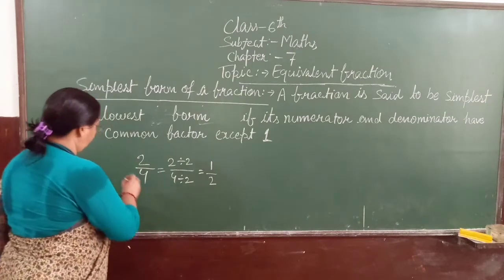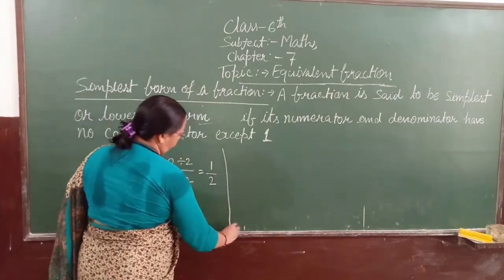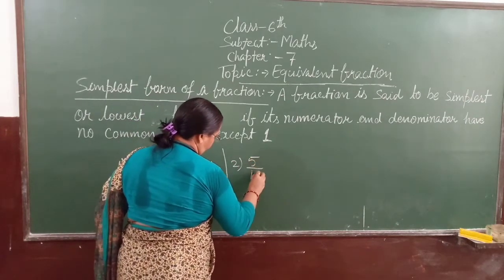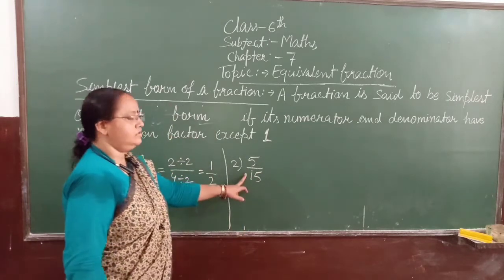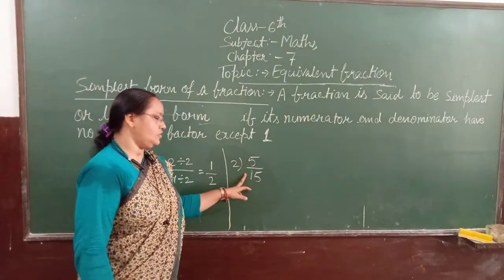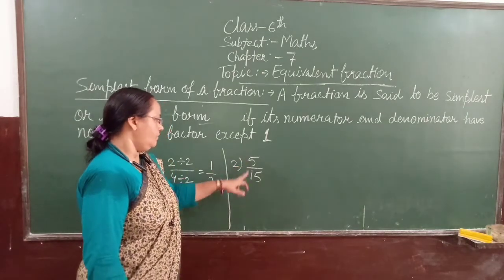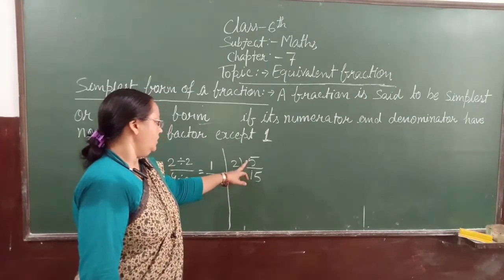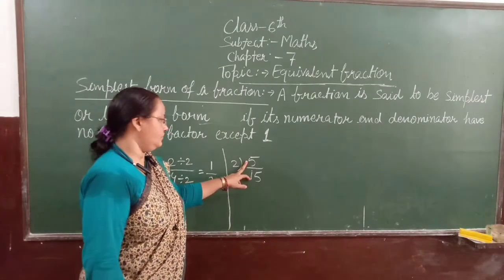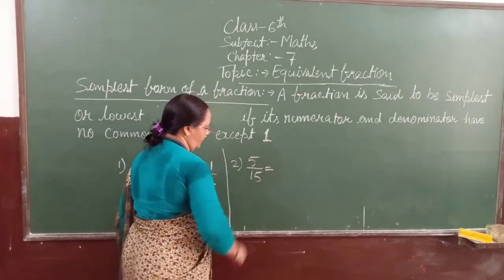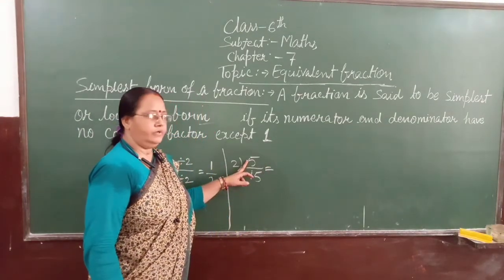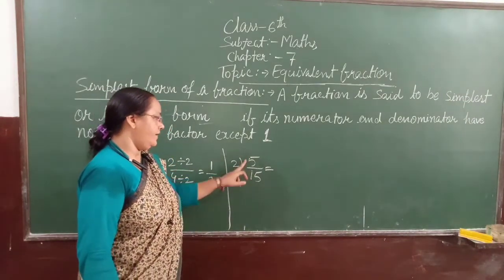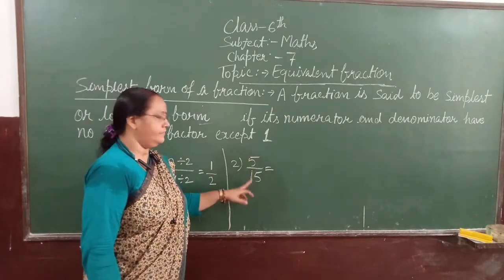Again, take another example. 5 upon 15. This is not the simplest form, because common factors of 5 and 15 are 1 and 5. So to form the simplest form, we have to divide numerator and denominator by the HCF of the given numbers. So HCF of 5 and 15 is 5.